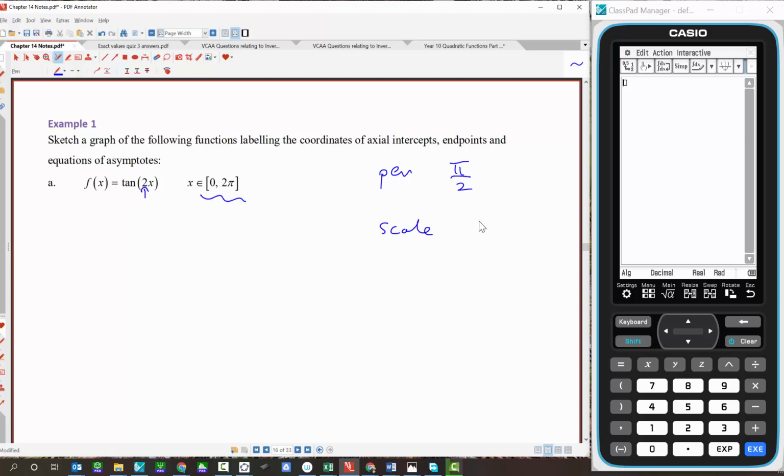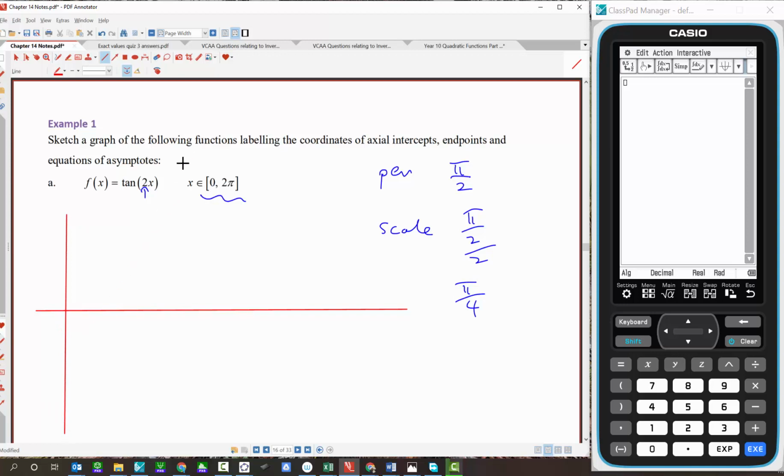The scale, remember, we've got 2 key points to put in here, so we're going to go pi on 2 over 2, which is pi on 4. So that's going to be our scale, pi on 4. All right, ready to draw up the Cartesian plane. Okay, now let's label our scale: pi on 4, pi on 2, 2 pi on 4, 3 pi on 4, pi, 5 pi on 4, 6 pi on 4 is 3 pi on 2, 7 pi on 4, 8 pi on 4 is 2 pi.